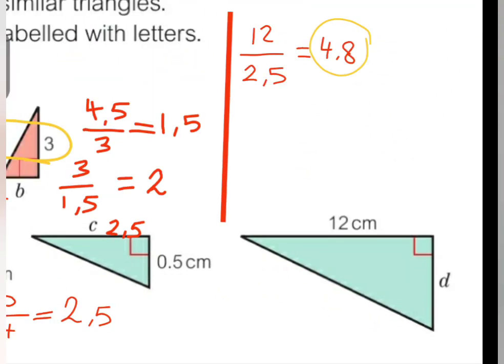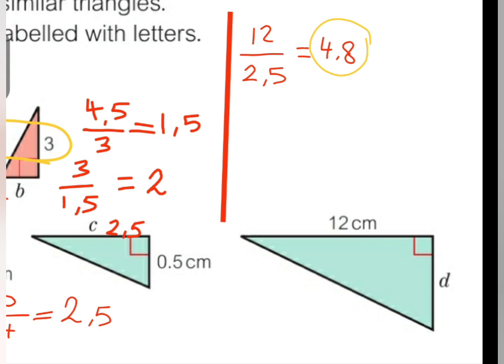Now, we know the scale factor. We're going to use it to find the length of D. Now, as we said, 12 is bigger than 2.5. So basically, D is bigger than 0.5. And because we're trying to find the big side, very good, we take the small side and multiply it by the scale. So we're going to take 0.5 and multiply it by 4.8.